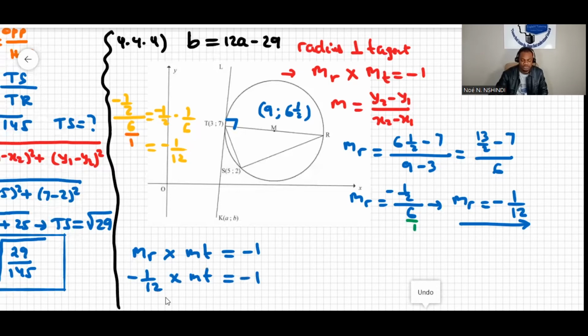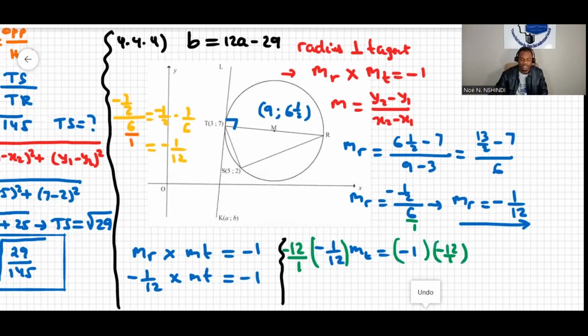Let me split it like this. We have negative 1 over 12 times MT equal to negative 1. Now I'm going to multiply by negative 12 over 1 in order to cancel this fraction. You understand? I do the same also on the other side, negative 12 over 1. Because 12 and 12 will cancel, negative and negative will cancel, I'm left with the gradient of the tangent only. This will be equal to positive 12.